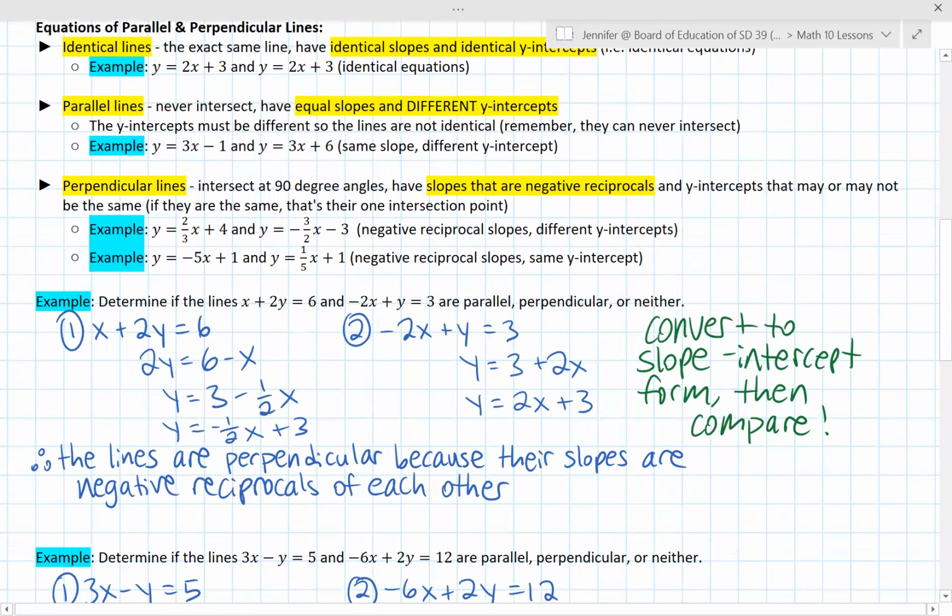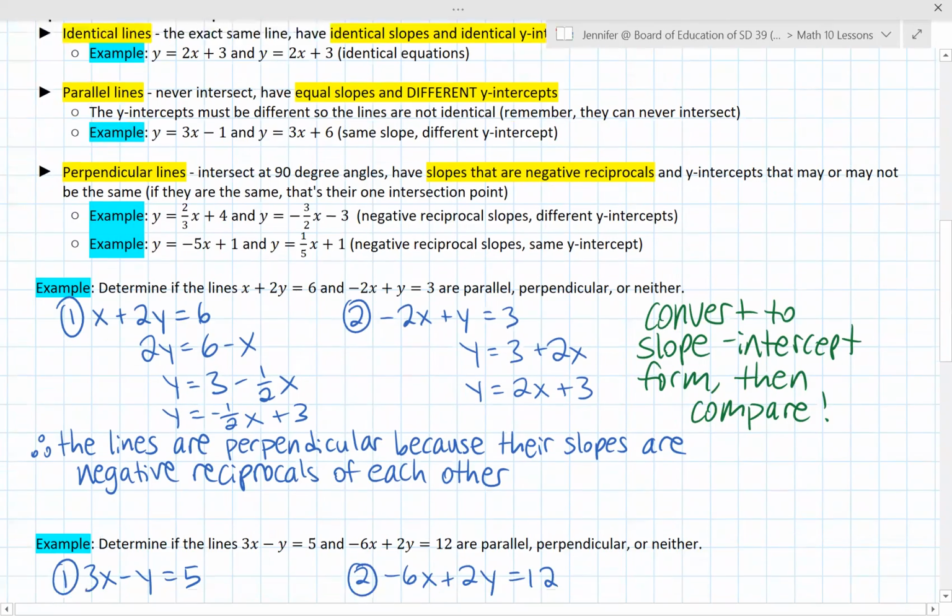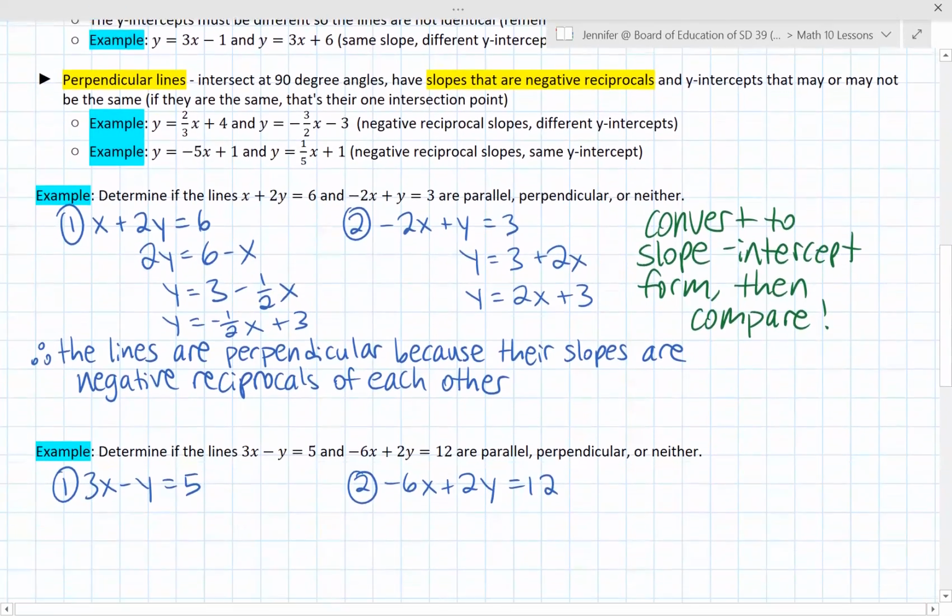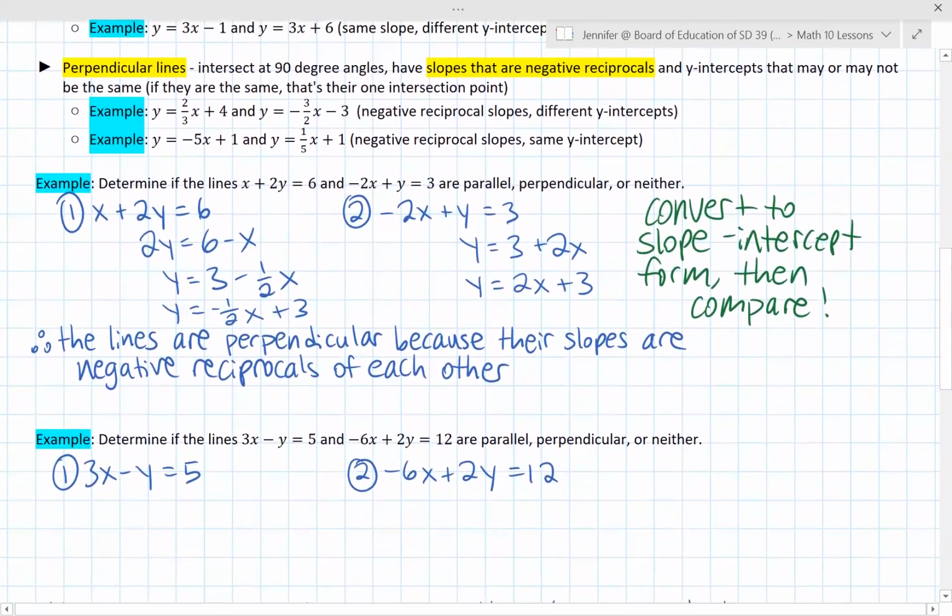Same type of question again, we've got two different lines and we want to see are they parallel, perpendicular, or neither. We're given them in standard form. Let's convert them to slope-intercept form so we can easily compare the slopes. So we want to isolate for y. We bring the 3x over, we'll divide by -1, -5 plus 3x, and then we'll rearrange 3x minus 5. So this is the same line, we're just writing it in a more useful form.